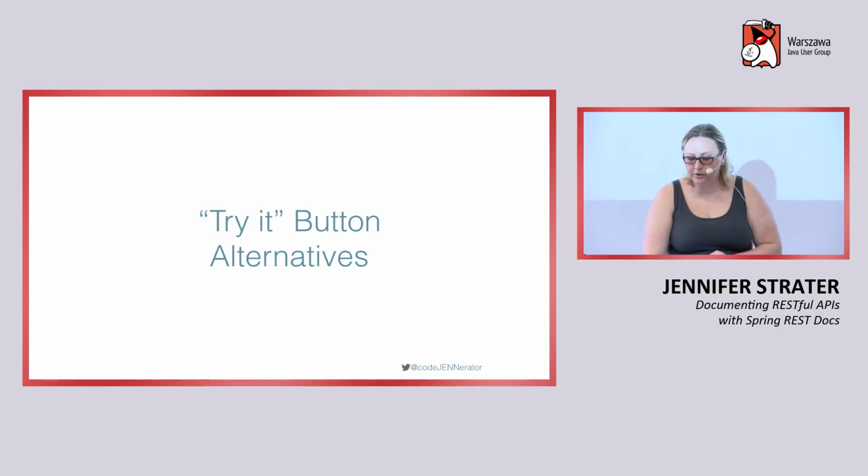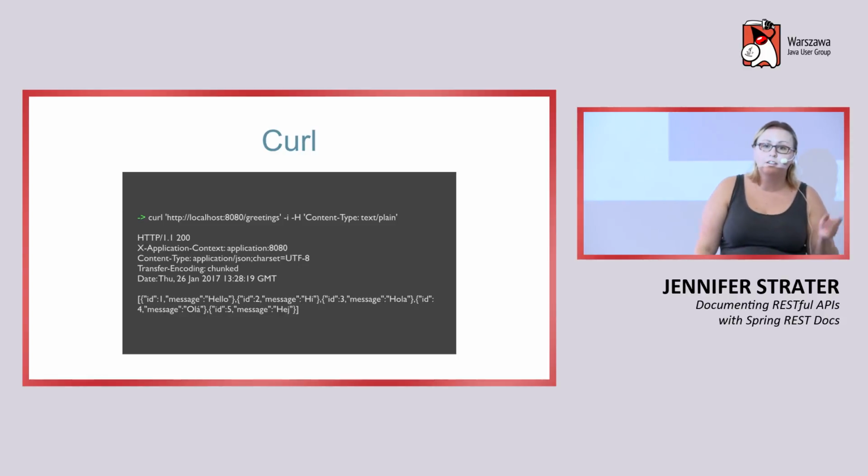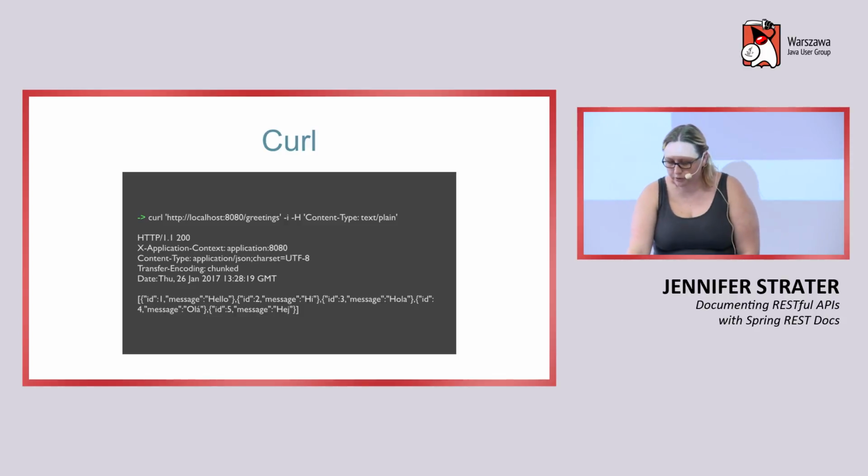There are some alternatives to the Swagger UI button in Spring REST Docs. Spring REST Docs also generates curl statements for you. It's not pretty, but if you're happy with the command line, and a lot of people are, you can copy and paste the curl statement into your terminal. In this case it's just a GET, but if it's a POST, you could have all of the data pre-generated for you, and you'll get the response that you want.